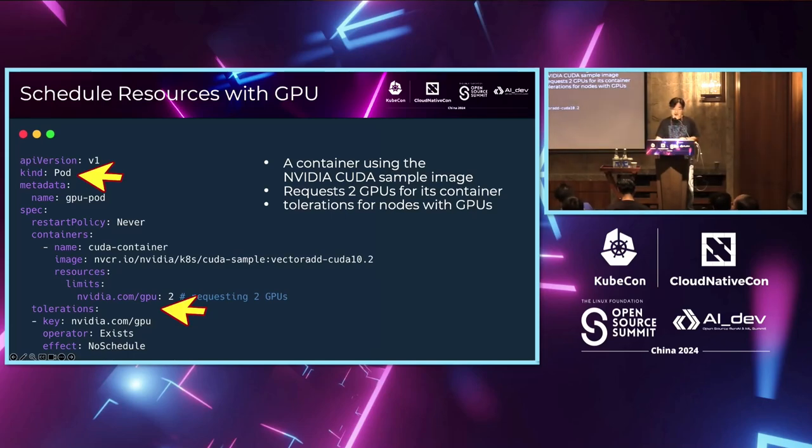For example, this is a very simple YAML file to schedule the AI resource to your GPU. This is a pod, and there is a request and limit section to identify what kind of GPU and how many you need for running this pod. And then there is a toleration section. If you have more than 10 worker nodes and only 5 worker nodes have the GPU, then you should think about tolerations, and about what the key and value will be to tolerate and make some taint for your workload.